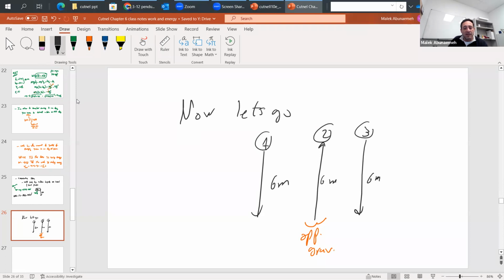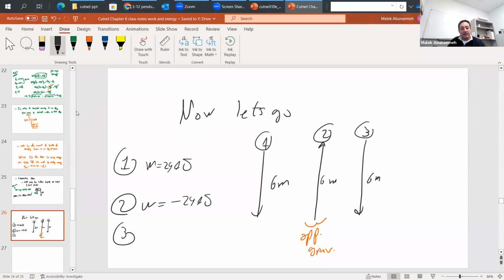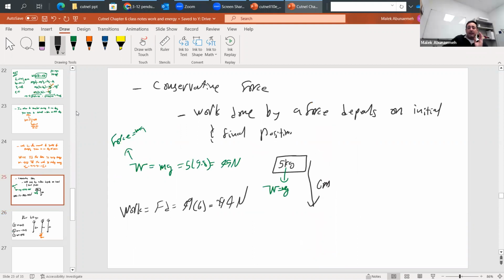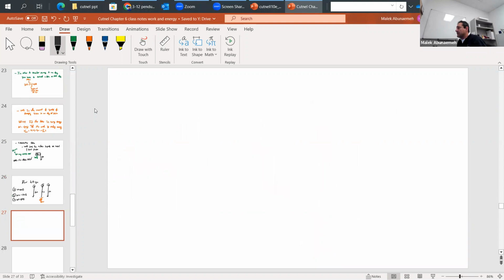Now, if you calculate the work in situation number 1, the work we just calculated is going to be 294 joules. In situation number 2, your work is going to be opposite gravity, so it'll be minus 294 joules. In situation number 3, your work is 294 joules. So your force is conservative. The work done by the force depends on the initial and the final position of that object. Wonderful.